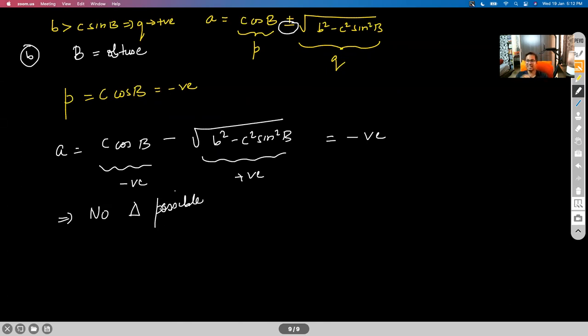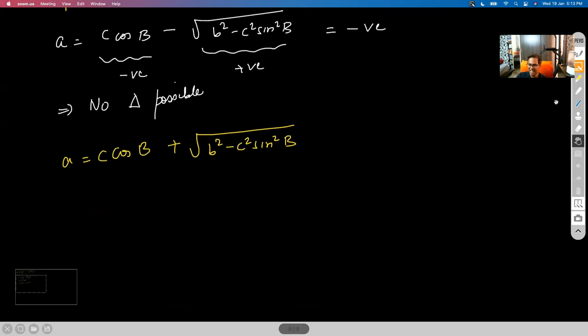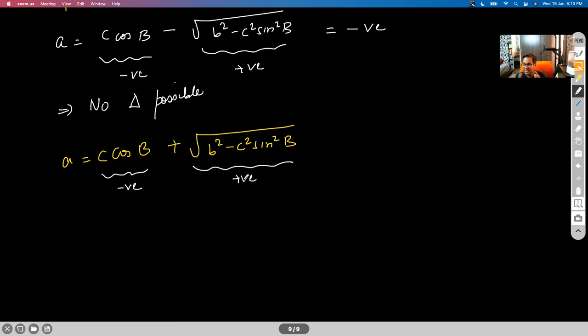So if b is greater than c sine B and you realize that B is obtuse with a negative sign, no triangle is possible, straight away you drop the matter there. But with a positive sign, what can happen? Let us check. If I take a positive sign, that is C cos B plus under root b square minus c square sine square B, now understand here, this guy is inherently a negative quantity and this guy is a positive quantity and you're adding it. So you can get a positive answer from there, you can get a negative answer also, depending upon whose magnitude is more.